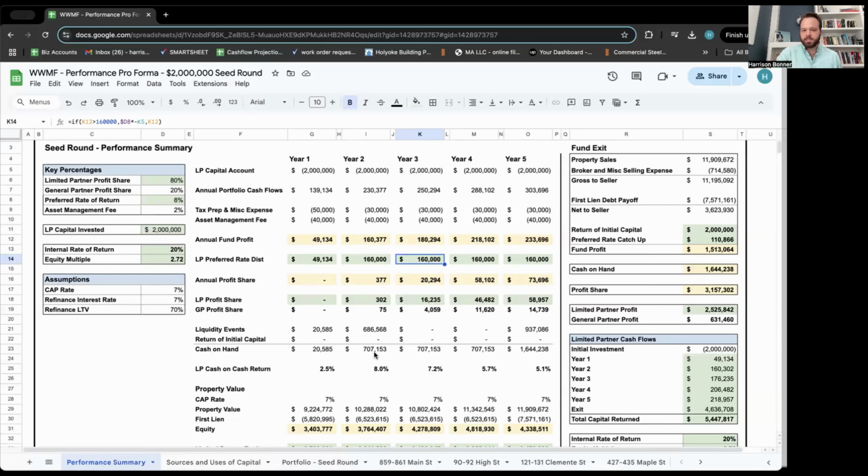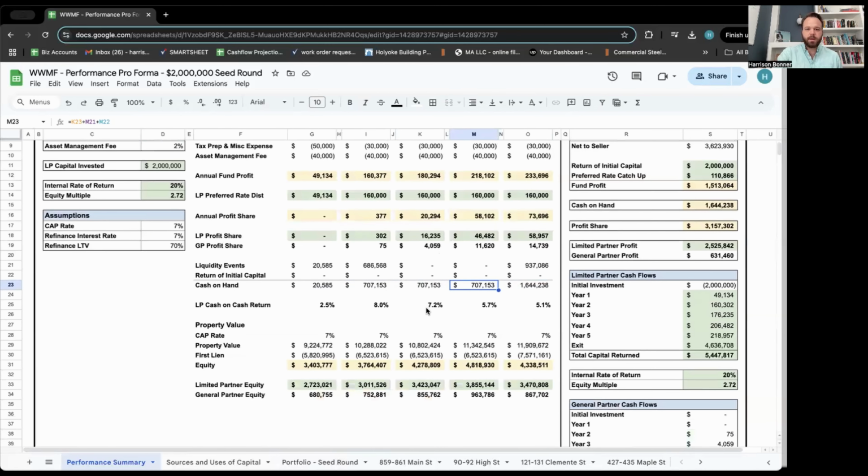So again, for simplicity, I'm keeping it as cash on hand, but this could also be used to expand the portfolio. We could go buy another project if that's what we wanted to do and grow the portfolio. But for simplicity's sake, to just show the performance of these properties that we already have this $2 million earmarked for, I'm just keeping this as cash on hand. So this is going to be the most conservative way to deal with this extra cash.